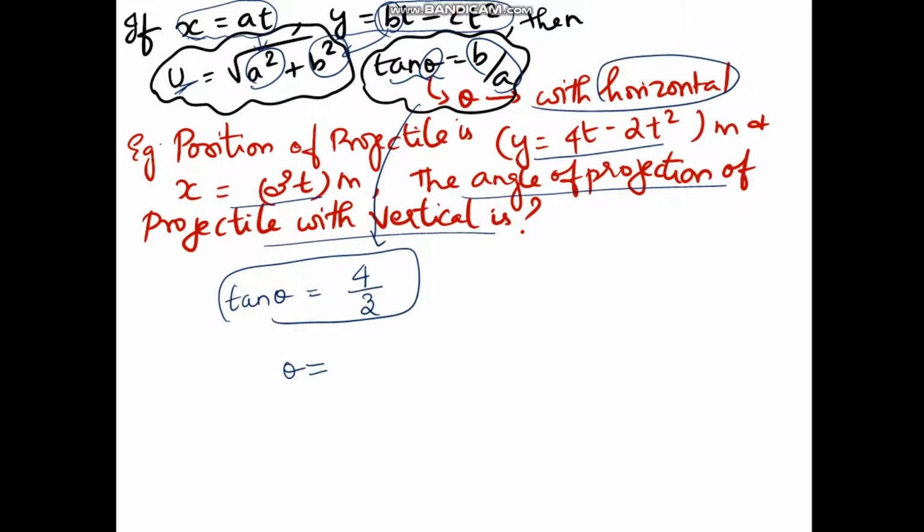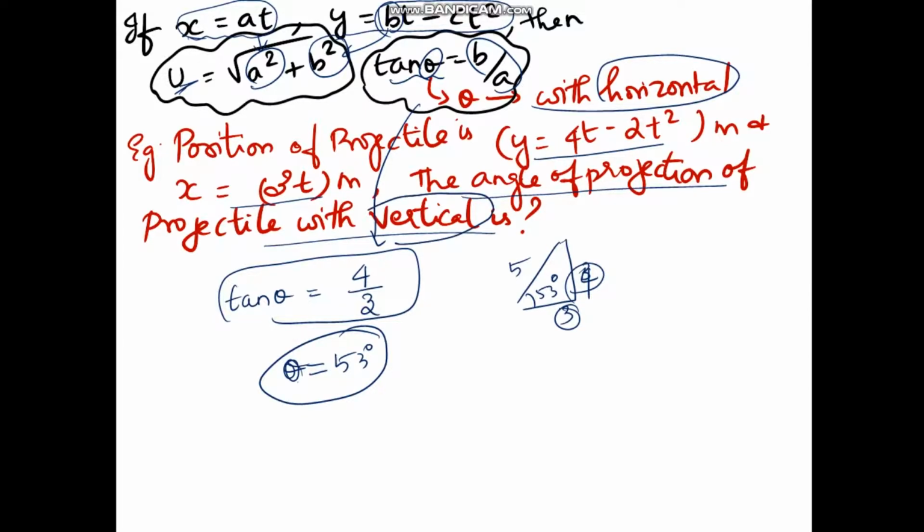I would have given you a special triangle in the first part of the video lecture, that is, a triangle with an angle of 53 degrees, with sides 5, 4, 3. So tan theta is 4 by 3. So the angle is 53 degrees. This angle is with the horizontal, but in the question they are asking for the angle with the vertical. The angle with the vertical is 90 minus 53 degrees, which comes out to be 37 degrees.